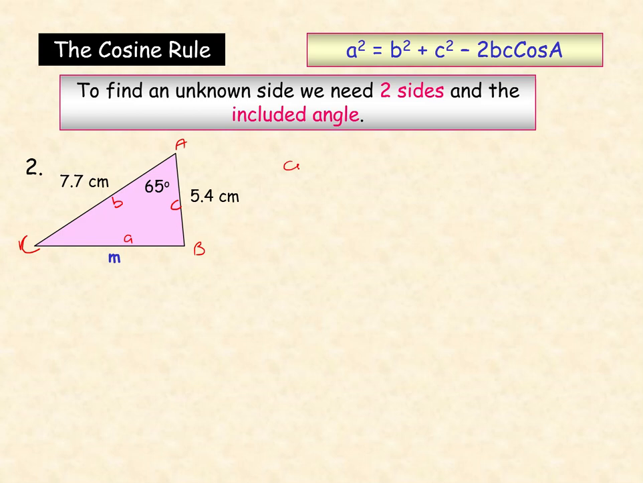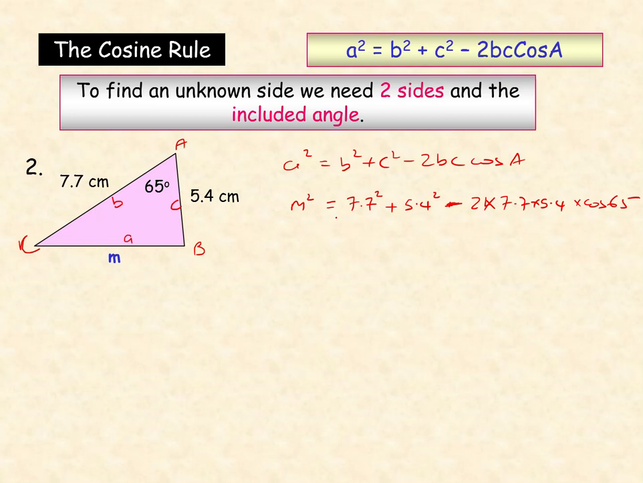So we've got A squared equals B squared plus C squared minus 2BC cos A. Remember now, A is M in this case. Remember always to write the formula. M squared is equal to B, which is 7.7 squared, plus C, which is 5.4 squared, minus 2 times 7.7 times 5.4 times cos of 65. So I can plug all that in my calculator.